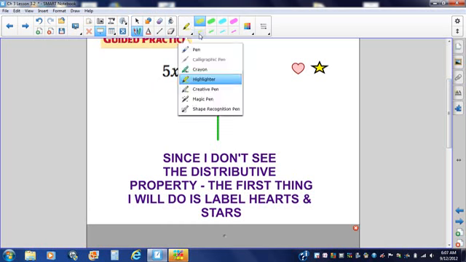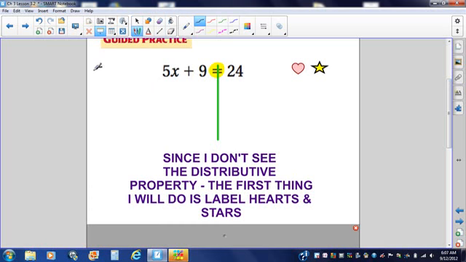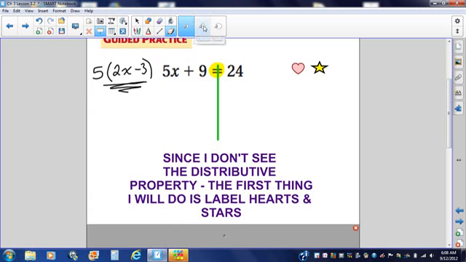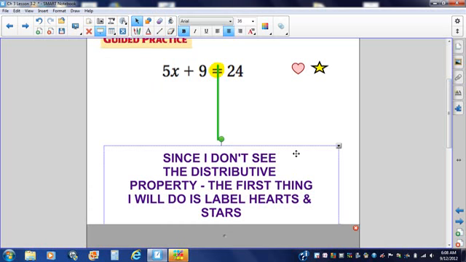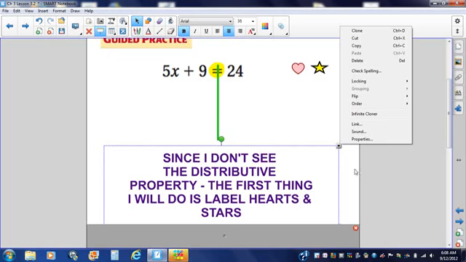Remember, the distributive property has a number or a variable touching some parentheses, like right here. That's the distributive property. I do not have the distributive property in this equation. Since I don't have the distributive property, the first thing the crazy math teacher is going to do is label the hearts and stars.